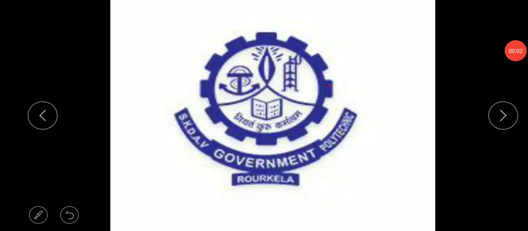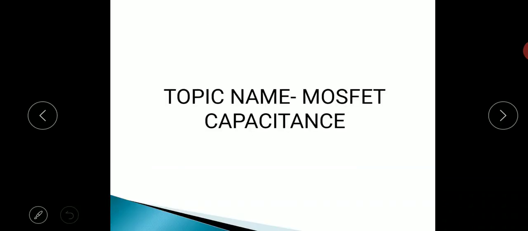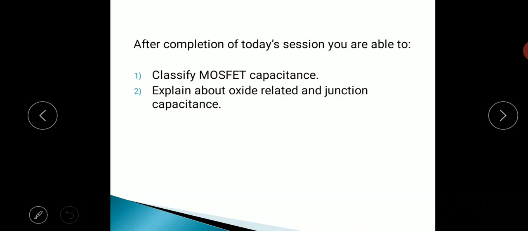Good morning. Today we are going to learn about MOSFET capacitance. After completion of today's session, you are able to classify MOSFET capacitance, explain about oxide related capacitance and junction capacitance.